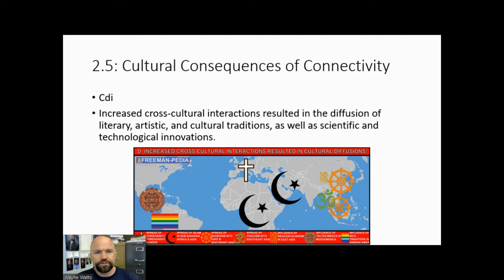That's going to take us to key concept 2.5, cultural consequences of connectivity. The first thing to point out is that with all of this interconnection, thanks to what I call the big four trade networks in Afro-Eurasia, there's going to be a lot of diffusion of literary, artistic, and cultural traditions, as well as scientific and technological innovations.